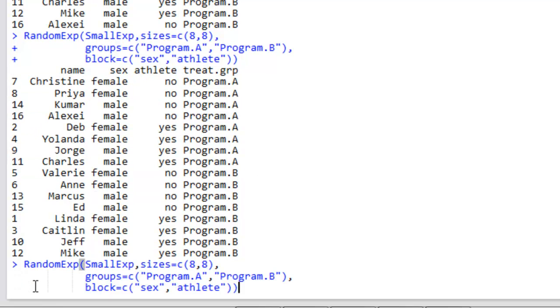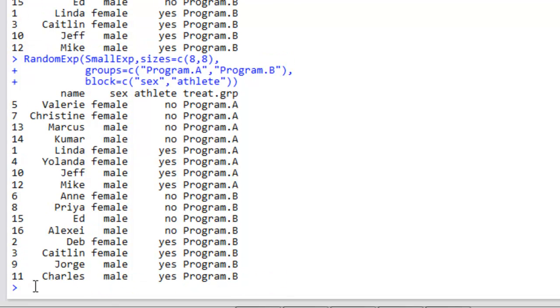Let's use the up arrow key to get the command again, run it again. We get a different assignment of people to groups, but we get the same with respect to sex and athletic status. In each group, there'll be 2 female non-athletes and 2 male non-athletes, 2 female athletes and 2 male athletes.